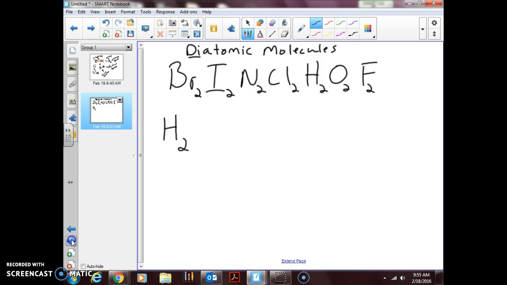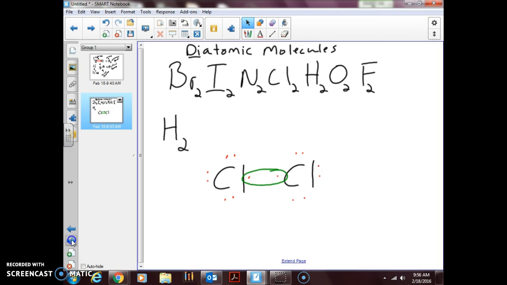Let's look at Cl. Let's do a dot diagram for Cl. How many valence electrons are in chlorine? 7. So they each want 1. Chlorine's a nonmetal. These are all nonmetals. So by sharing 1 with each other, now they have 8. So when I circle these 2 electrons, now both of these electrons belong to both of these elements.